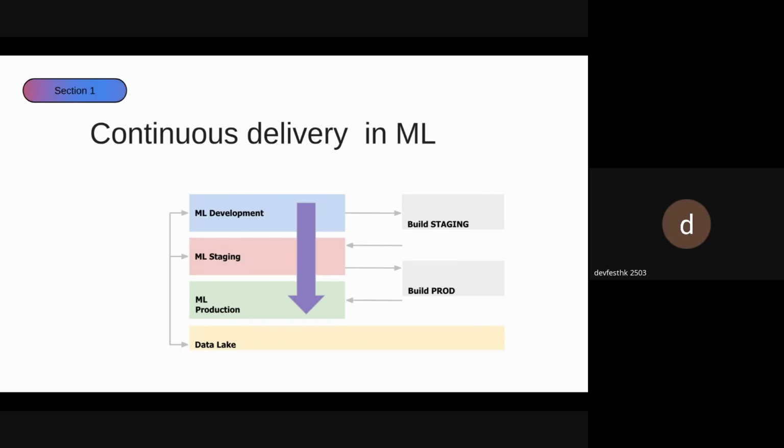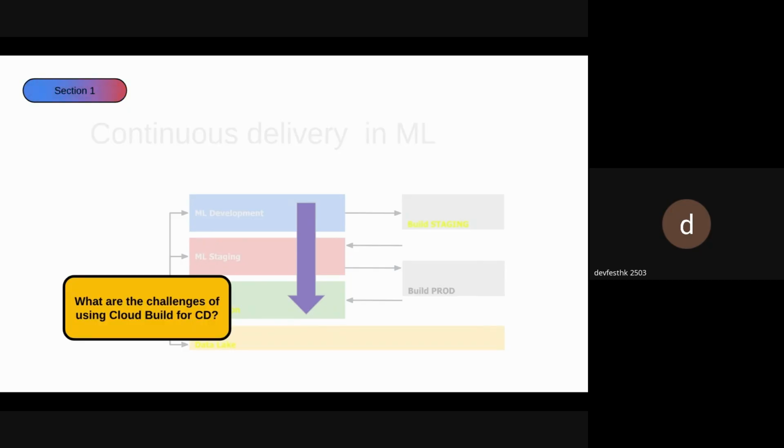But that is for traditional or common applications. How about continuous delivery for a machine learning model itself? What's different? Actually, the process is almost the same. We deploy to development, deploy to staging, deploy to production. Then what changes? What is the challenge?